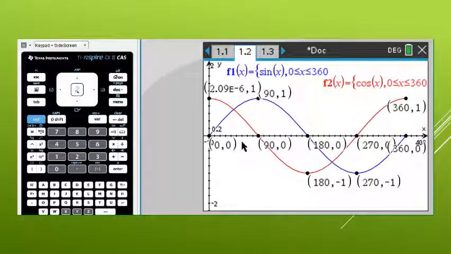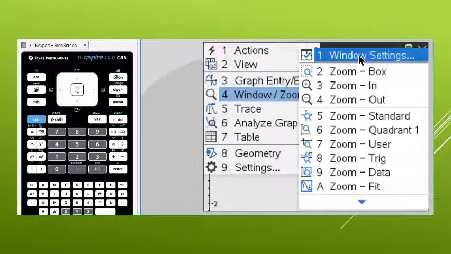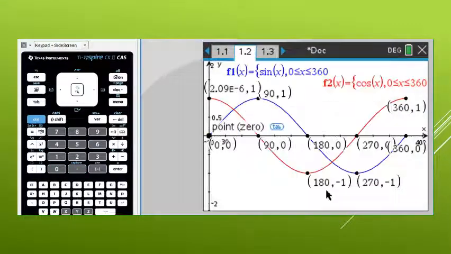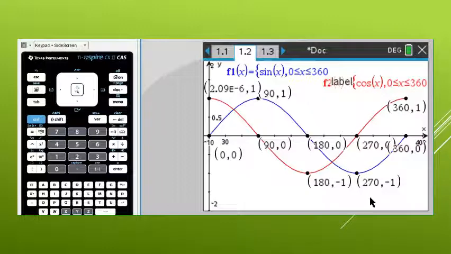So if I went back and did the same thing on this graph here, so menu, Windows Zoom, Windows Settings, I'm going to change this to steps of 30. I'm going to change this Y scale to steps of 0.5. Go OK. So it's a bit easier to read the graph like that. Alright, so that covers quite a bit about how to do these graphs on a calculator. Once again, you need to be in degrees, and in the menu settings, the geometry angle must be in degrees. Okay, so we'll leave that there.